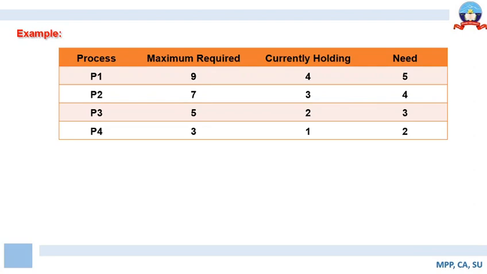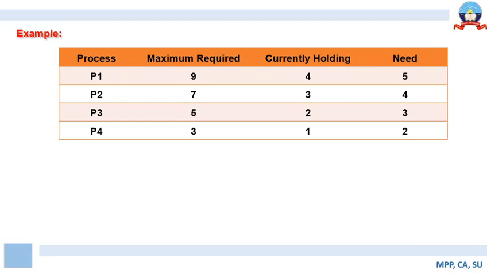As per the current allocation, P1, P2, P3, P4 hold 4, 3, 2, 1 resources respectively. So there are 4 resources allocated to P1, 3 resources allocated to P2, 2 resources allocated to P3 and 1 resource allocated to P4. Taking this information into account, the need is determined. Need for P1 will be 9 minus 4, that is 5. For P2 it's 7 minus 3, 4. For P3 it's 5 minus 2, 3.